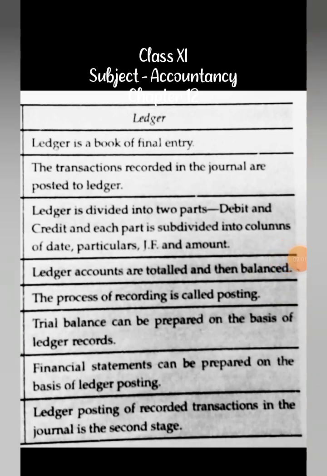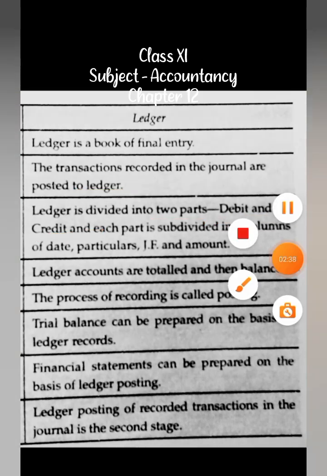As we discussed the meaning of the ledger, now we have to understand some basic points regarding the ledger. Ledger is a book of final entry. The transactions recorded in the journal are posted into the ledger. We record the transaction first in the journal and then post it into the particular account. Ledger is divided into two parts, debit and credit, and each part has columns like date, particulars, JF, which stands for general folio, and the amount.